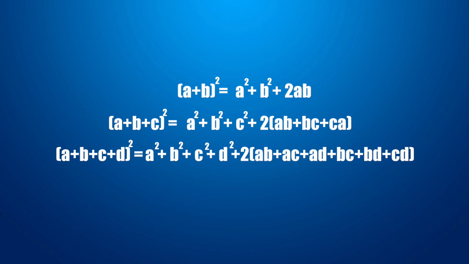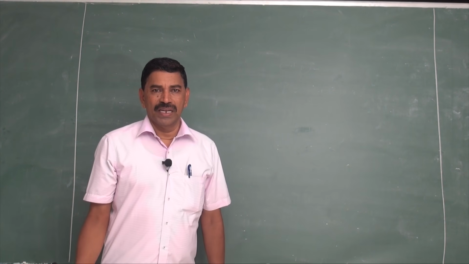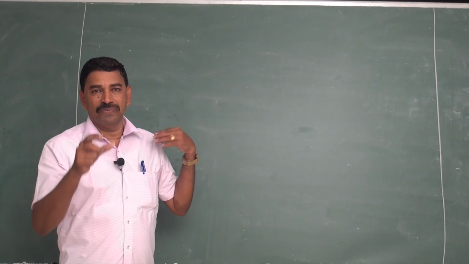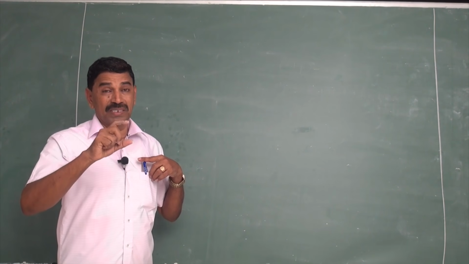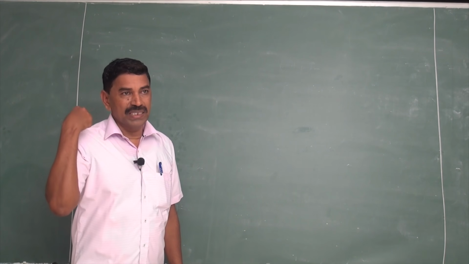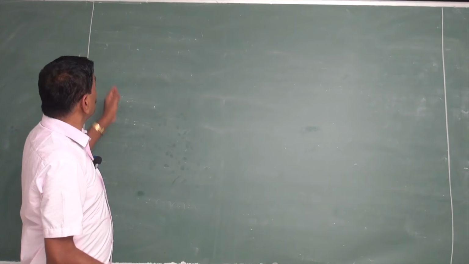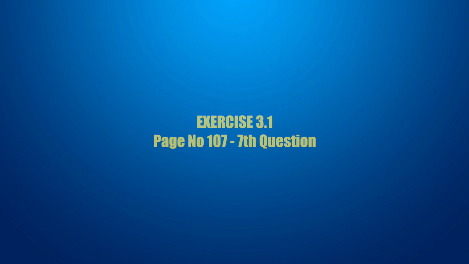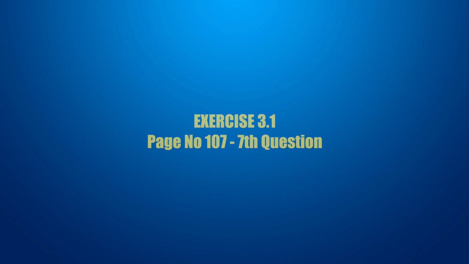Revise these three formulas from 10th standard. Children, listen. To learn exercise 3.1, it is enough to know the first three formulas and the next three formulas, that is 3 plus 3, totally 6 formulas. Now let us move to sums. Listen. The first question is the 7th question, which is on page number 107 from exercise 3.1.